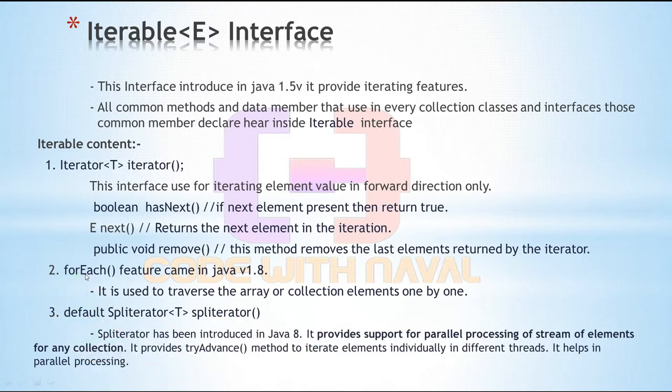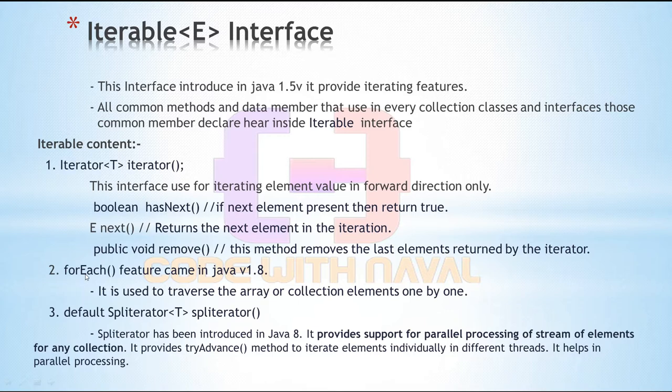Let's discuss a basic overview of the for each loop. It is used to retrieve array or collection elements one by one. If you have an array or a collection and we want to get elements one by one from that array or collection, then we can simply use a for each loop and get them one by one.